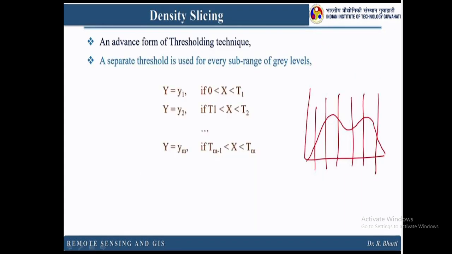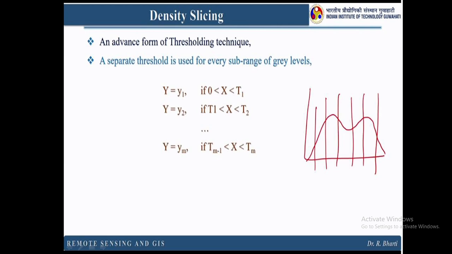Density slicing is an advance over the threshold technique. A separate threshold is used for every sub range of the gray value. Capital Y equals small y1 if 0 is less than x and x is less than t1, and small y2 if t1 is less than x and x is less than t2, up to capital Y equals capital M if t(m-1) is less than x and x is less than tm.